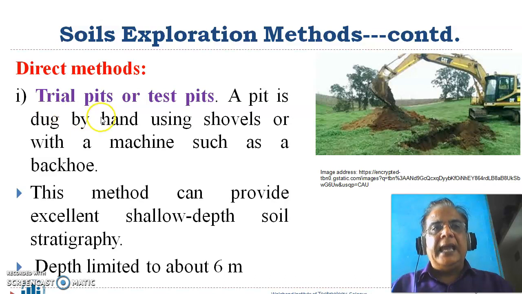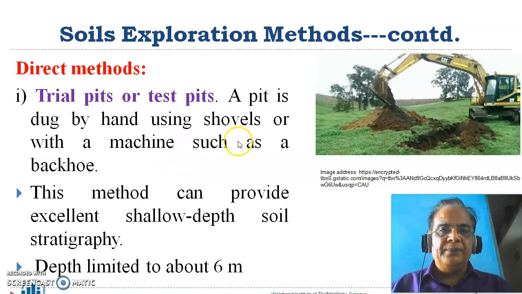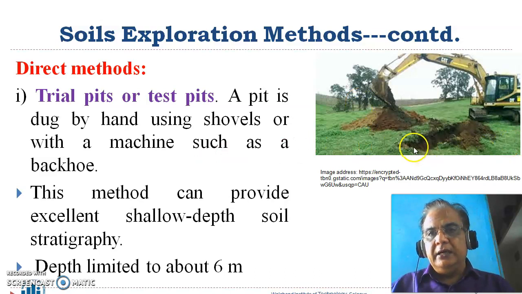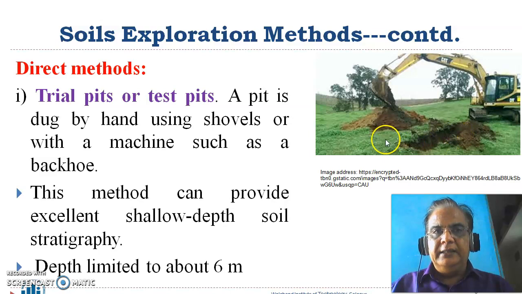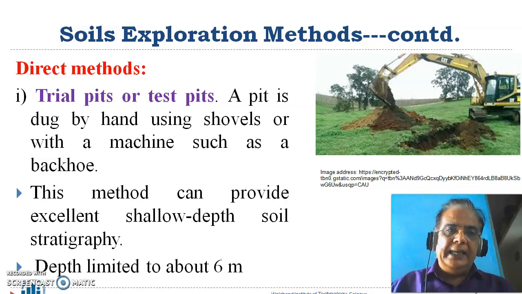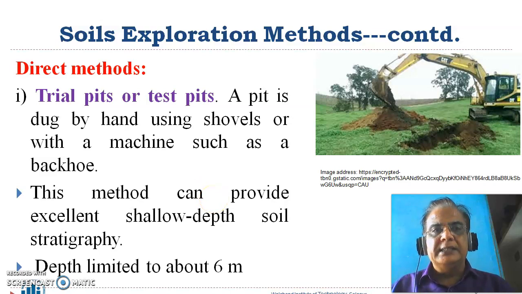So first is trial pits or test pits. A pit is dug by hand using shovels or with a machine such as a backhoe. In the photograph you can see a test pit is dug with the help of a backhoe. This test pit can be dug with the help of shovel also by using hand. And this method gives excellent shallow depth soil stratigraphy. But it has its own limitations, it cannot be extended for more than 6 meter depth, remember.